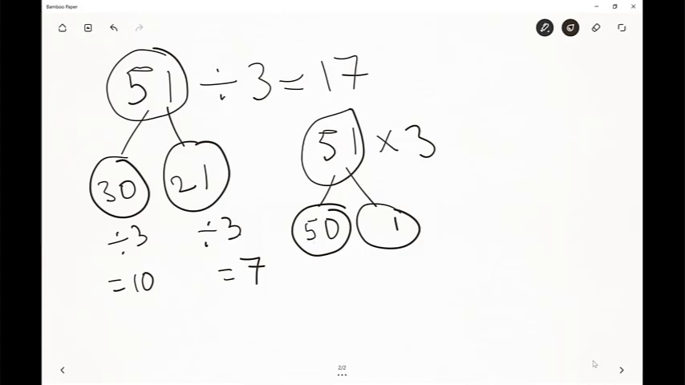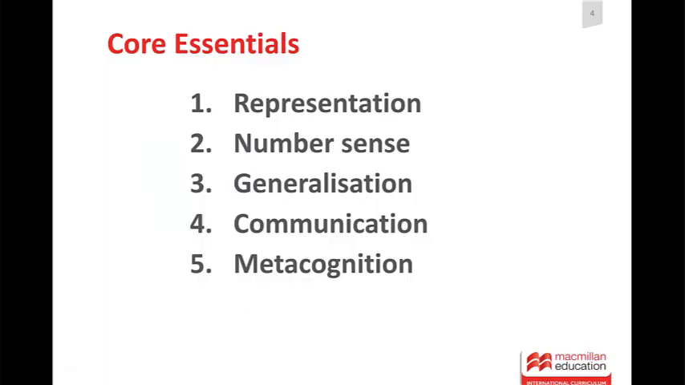Now this process of deciding when and how to split a number so that it makes the calculation a lot easier is something called number sense, and they work quite heavily on that in Singapore. So I'm going to go back to another one of my slides. Here we go. So here we're back to our core essentials again, and we talked about representation and number sense.